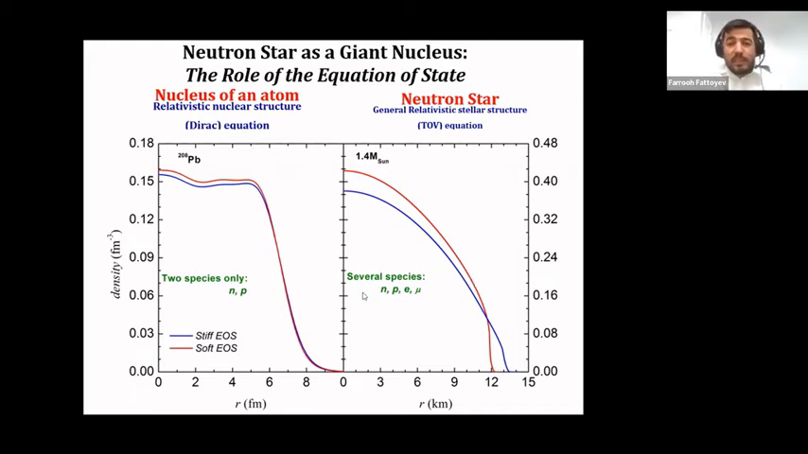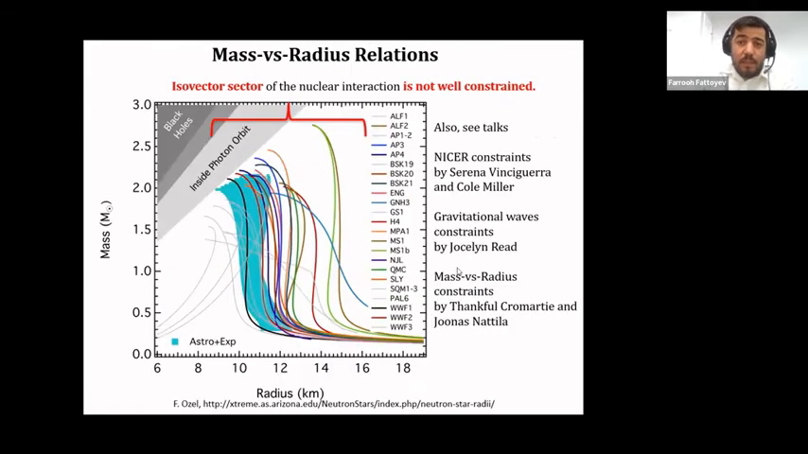Of course, the species differ. One has neutrons and protons, and in the minimal model of the neutron star, you have at least electrons in addition to neutrons and protons in beta equilibrium. And we solve different structure equations: one is relativistic nuclear structure, the other is general relativistic stellar structure.